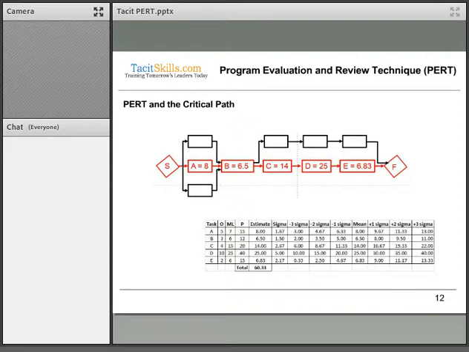If I now want to see what the impact is going to be on those critical path activities, we have the estimate of 8 days for activity A. For activity B, optimistic 3 days, most likely 6, and pessimistic 12. If we apply the PERT formula, we get an estimate of 6.50. The same for C gives a PERT estimate of 14, for D 25, and for E 6.83. Adding them all together gives us a total duration for this project of 60.33.